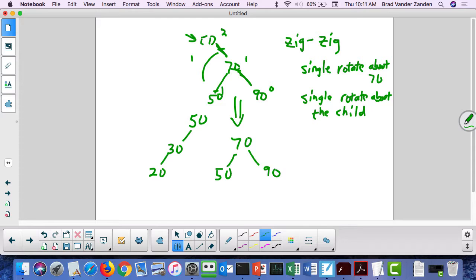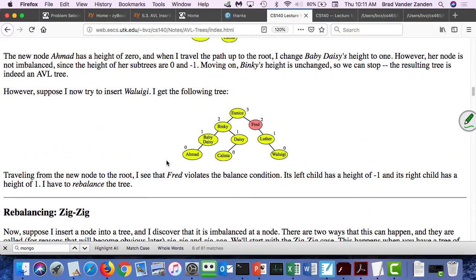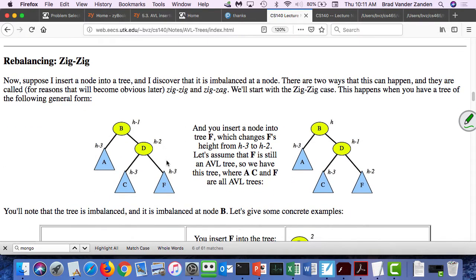You have B goes to D, and you insert into... Now, you know which tree here you inserted into. If it's zigzag, did you insert into tree C or did you insert into tree F? F, because it's a zigzag. In order for it to be zigzag, you have to go right twice or you have to go left twice. If you insert it into C, it would have been a zigzag situation.